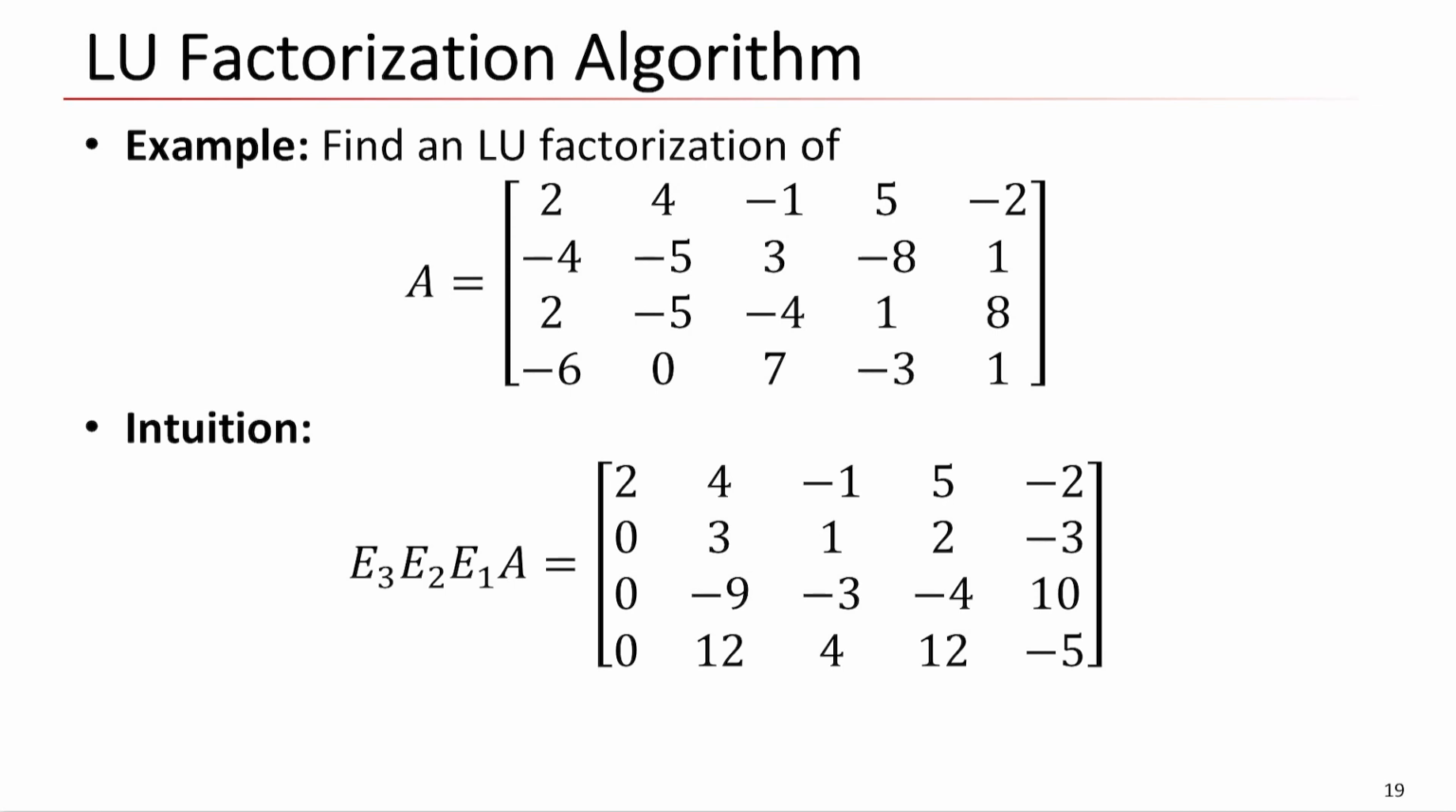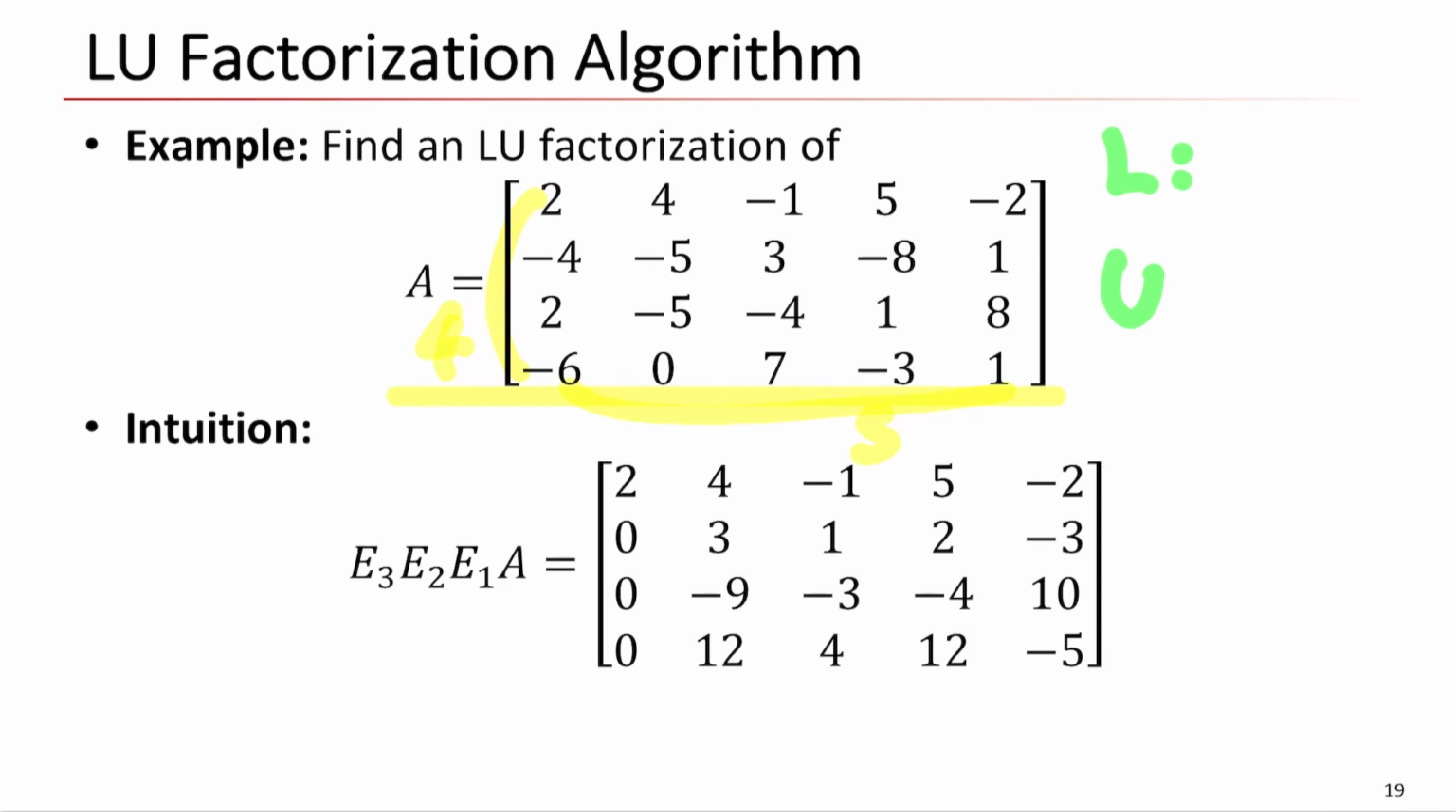Find the LU factorization of the matrix A, something like this. Okay. Matrix A is something like this. First of all, what is the size of the matrix A? 4 by 5, right? Then what is the size of the matrix L and matrix U?